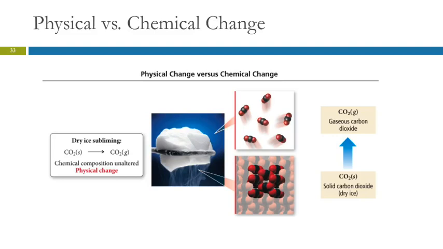Wet ice is regular water. It melts and gets things wet. Dry ice goes directly from a solid to a gas. So what's happening here is the solid particles are separating and going into the gas state. But the individual particles are the same. So the gas around this, the CO2, is the same pieces as in the solid dry ice. That is a physical change.